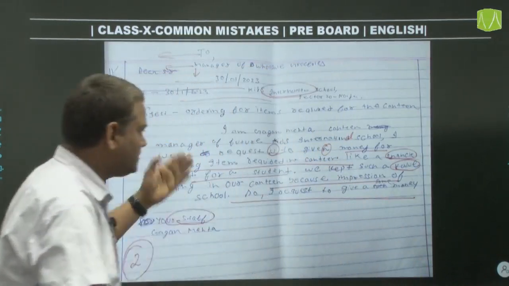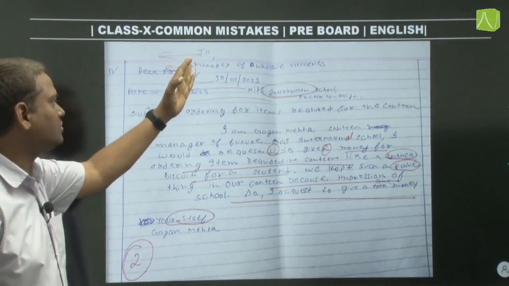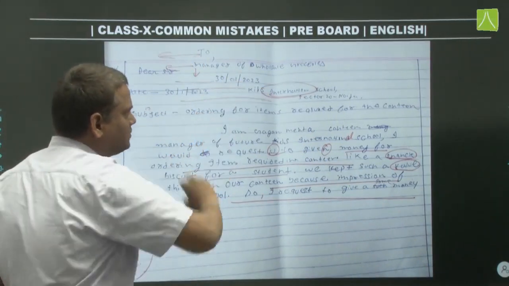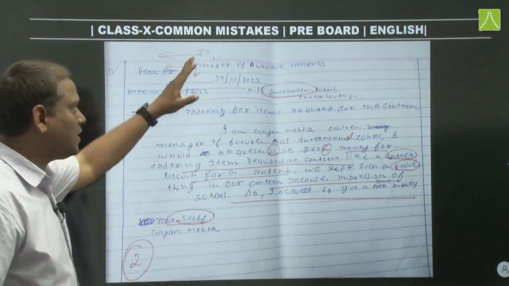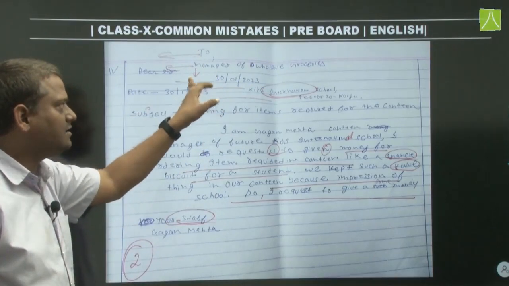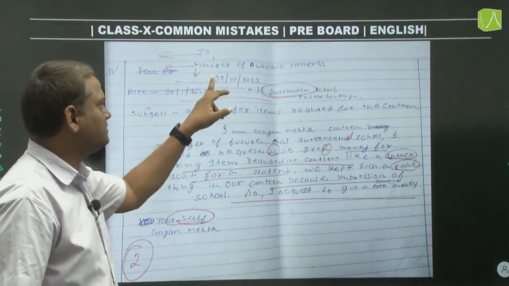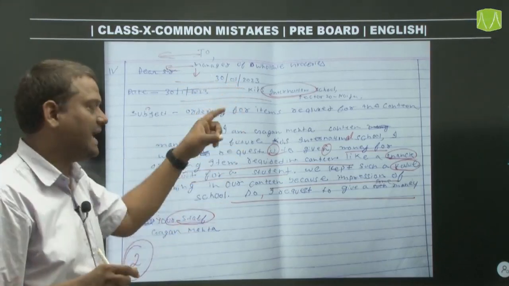Like in this answer sheet, the student has added 2, that is wrong. He has used this type of date format, that is wrong. We are not to add 2, we are not to write in numbers only. How would we write? 30th January, JAN.